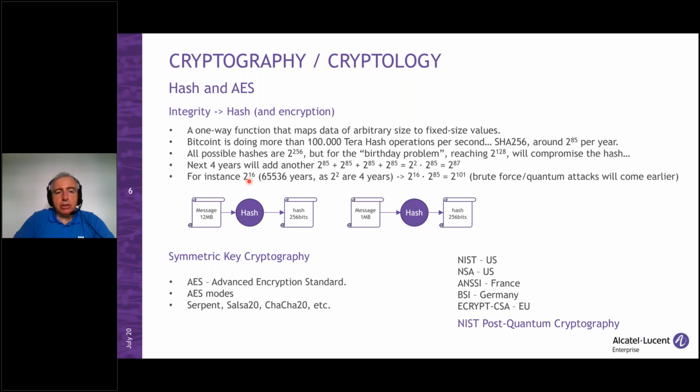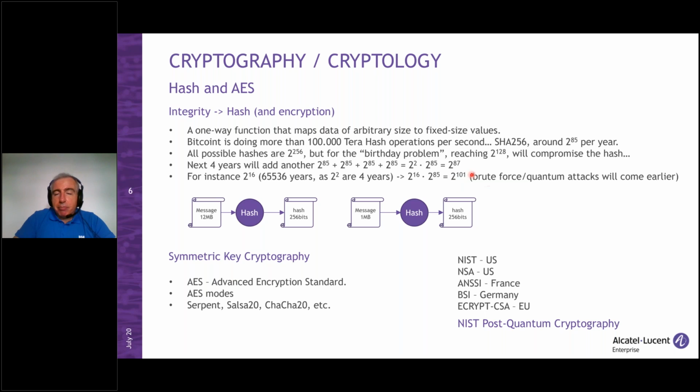Now let's try, for instance, 2 to the power of 16 here. 2 to the power of 16 is 65,000 years. So I don't know if Bitcoin will still be with us, but it's a long period of time. Okay, let's see what happens. If we have 2 to the power of 16 and 2 to the power of 85, then we have 2 to the power of 101. So it is ridiculously far away from 228, which is our limit because of the birthday paradox.